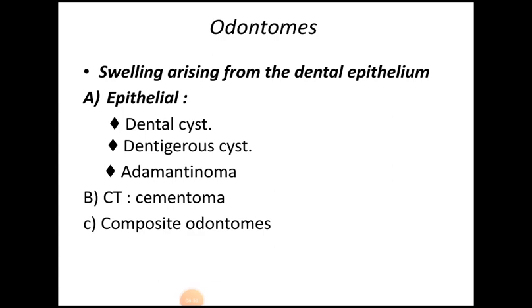What's the odontomes? Odontomes is the cystic tumor raising from the dental structures, epithelium or connective tissue. So odontomes is the swellings of the dental structures, while epulis is the swelling raising from the gum. Odontomes may arise from epithelium, dental cyst, dentigerous cyst, adamantinoma, or maybe connective tissue like cementoma, or maybe composite odontomes, epithelium and connective tissue.